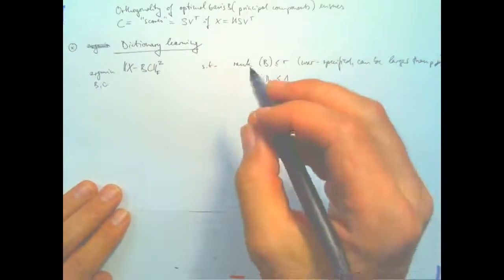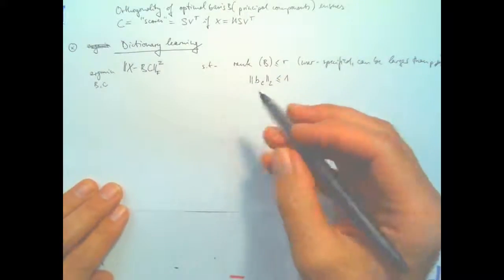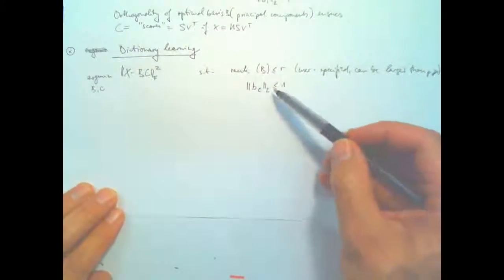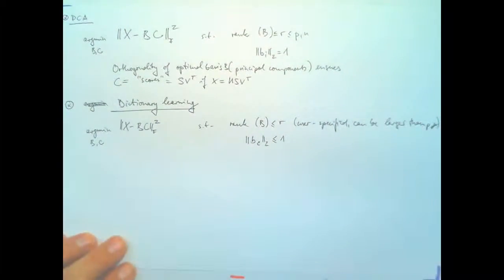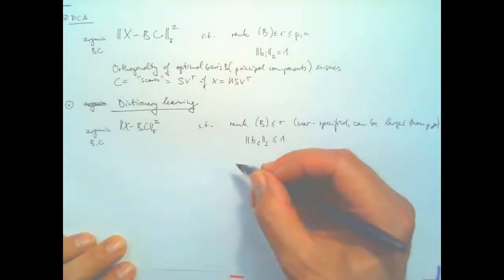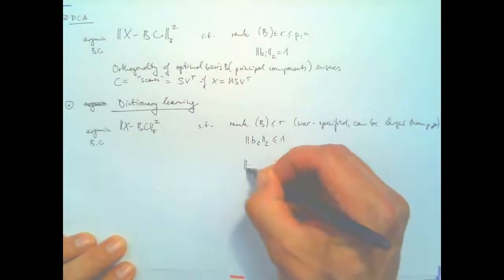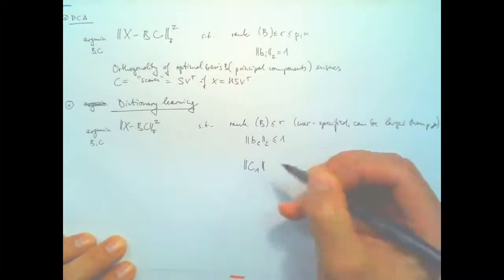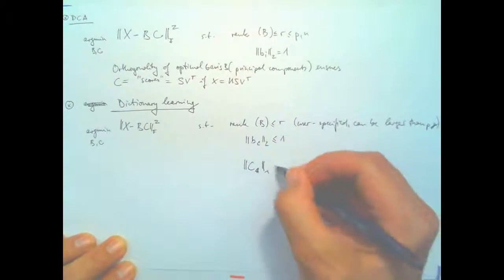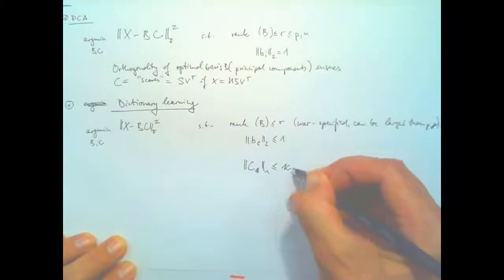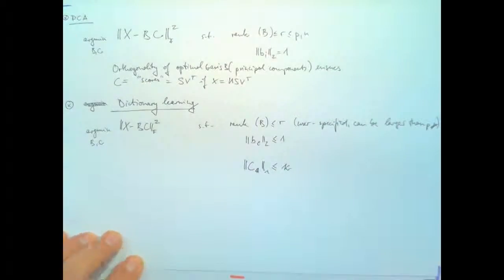And now comes, so this looks very much like we had above for the PCA. And now comes the crucial difference, namely that I want the L1 norm of the coefficients to be less than some number. Now that looks funny. So first, what do I mean by L1 norm?